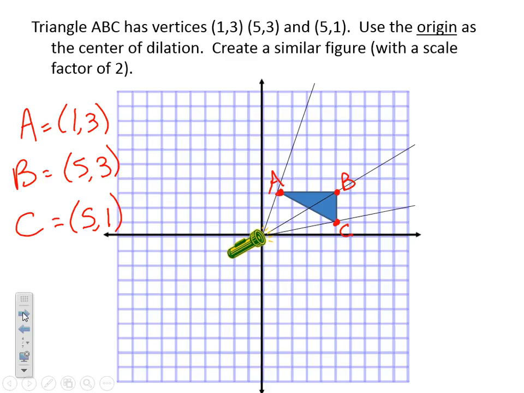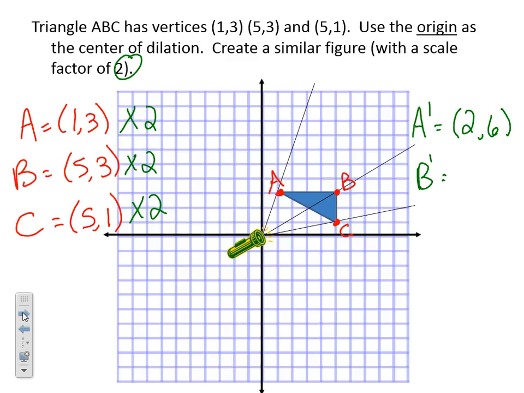If it's going to get larger, you guys, all we're doing each time is multiplying by whatever we're getting larger by. So this one we're increasing by 2. So we're going to take each of these numbers times 2. So we're going to take all this times 2, and this times 2, and this times 2. So A prime is going to be 2, 6. B prime is going to be 10, 6. And C prime is going to be 10, 2.